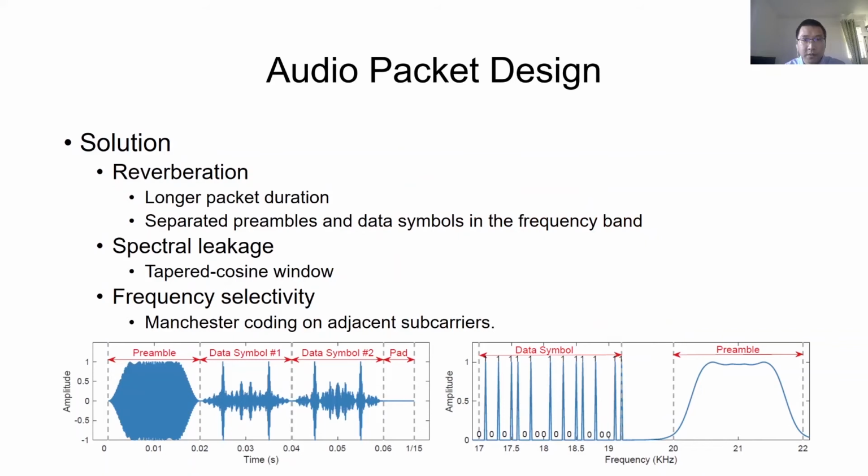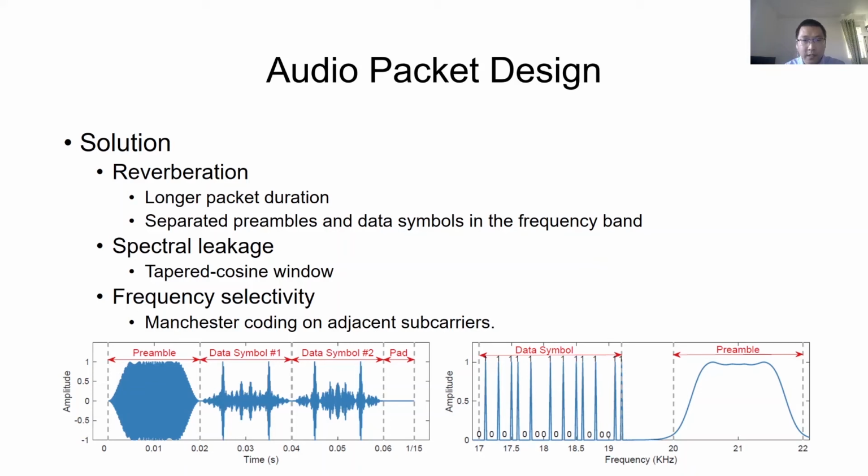For reverberation, we adopt a long packet duration, as shown in the left figure. A packet is 67 milliseconds long. Besides, we separate preambles and data symbols in the frequency band. As shown in the right figure, the preamble is assigned to 20 to 22 kHz, while the data symbol is assigned to 17 to 19 kHz.